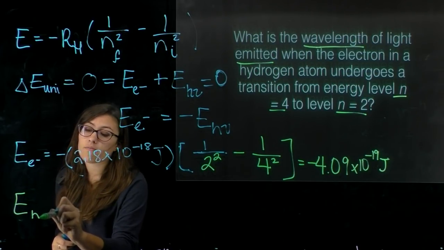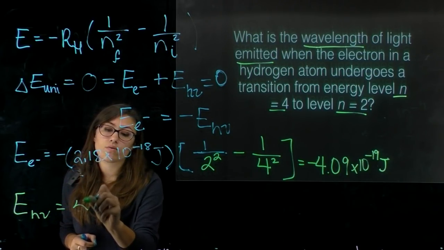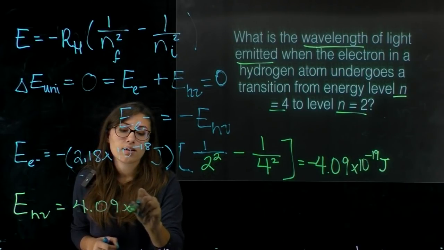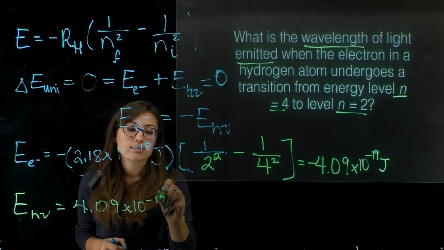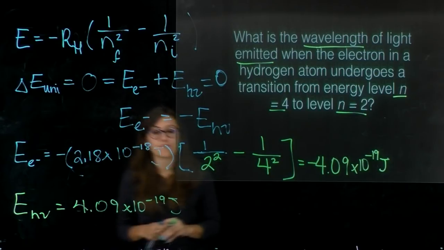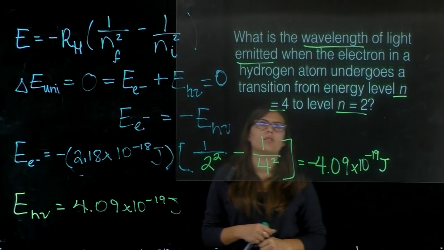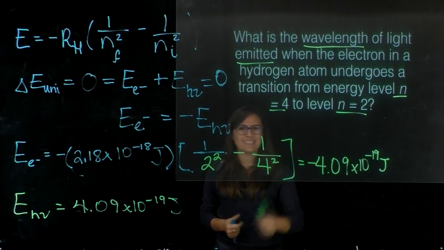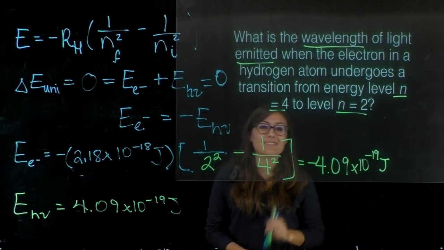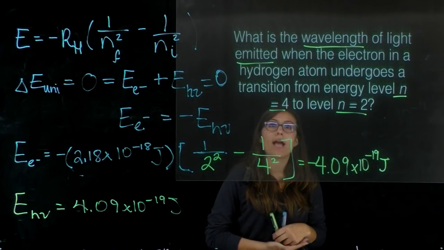So the energy of my photon is going to be equal to 4.09 times 10 to the minus 19th joules. Okay, perfect. We have the energy of my photon. Well, let's go back to the question and identify what it is asking us for, to make sure we're going down the right path.